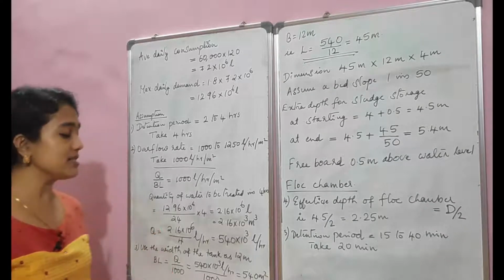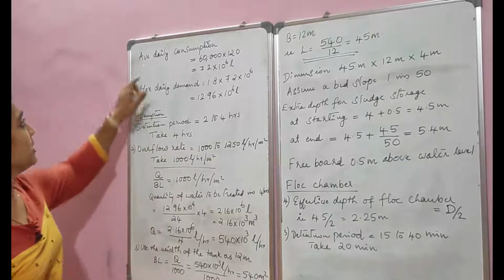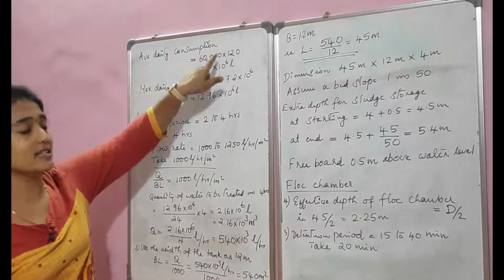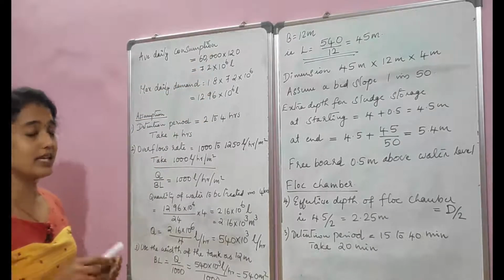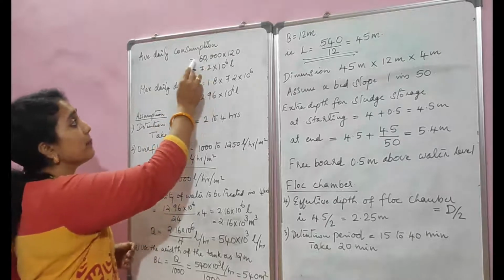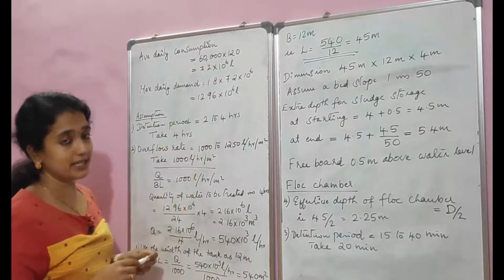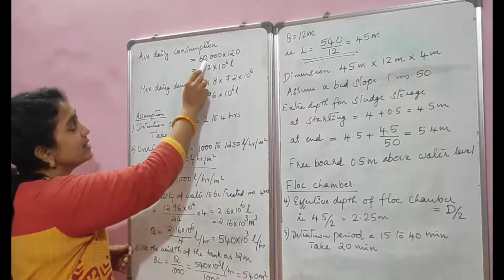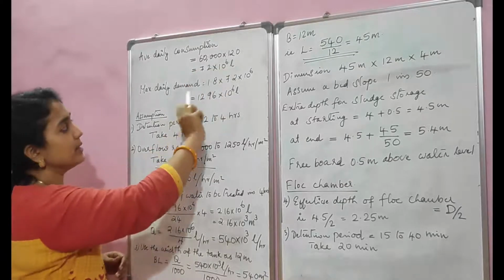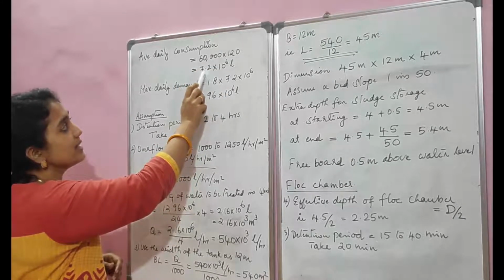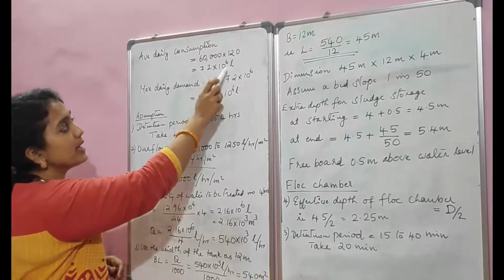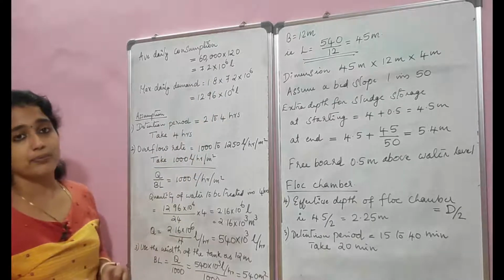For this, first we have to calculate the average daily consumption. What is the average daily consumption? It is the number of persons into per capita demand. Here it is 60,000 into 120. That is, we get 7.2 into 10 raised to 6 liters.